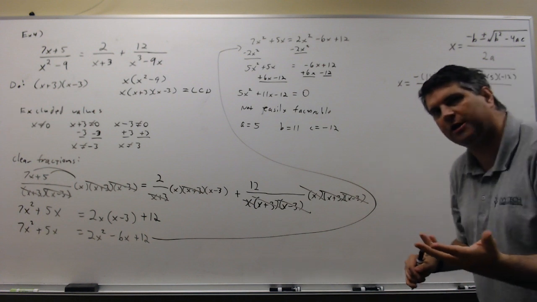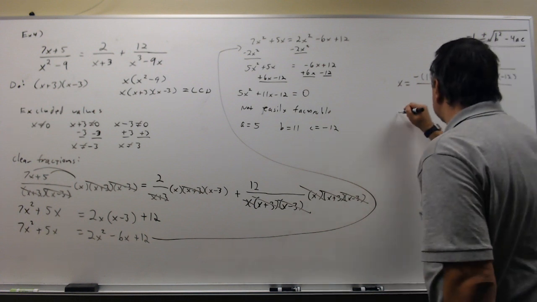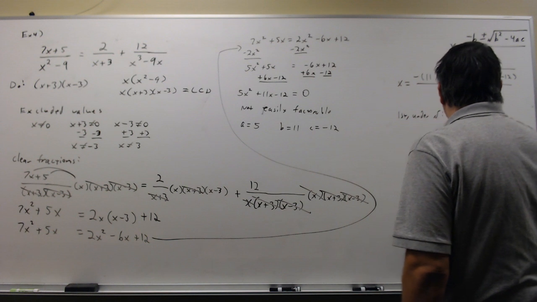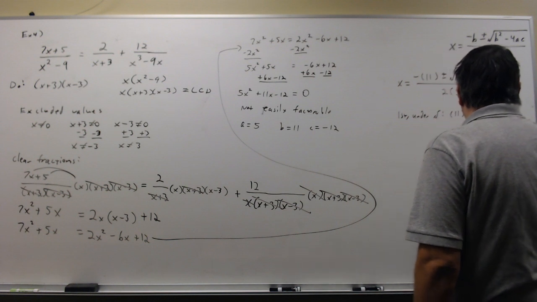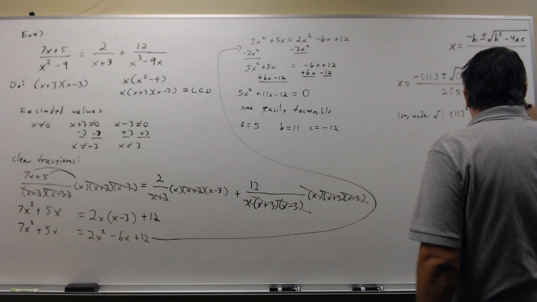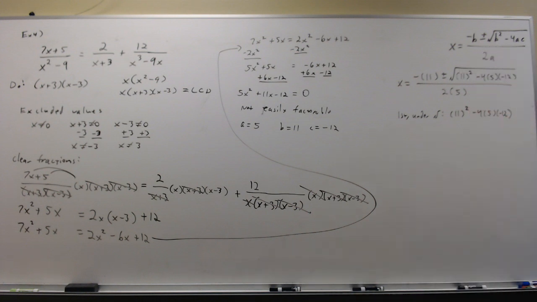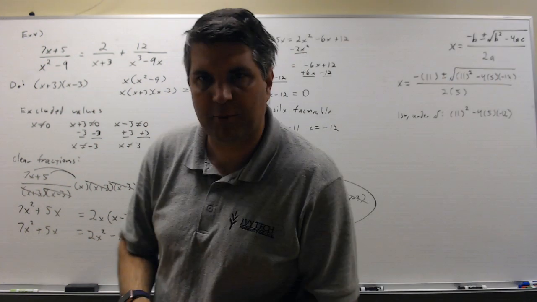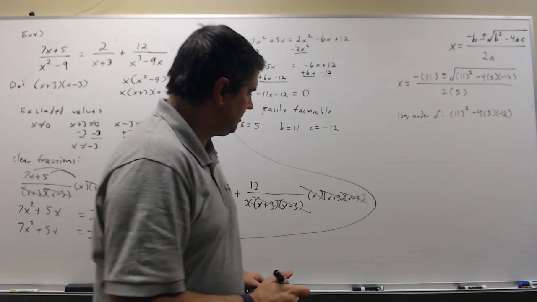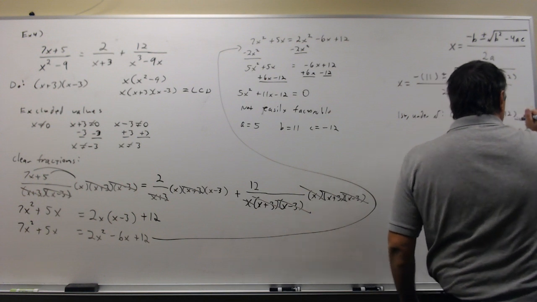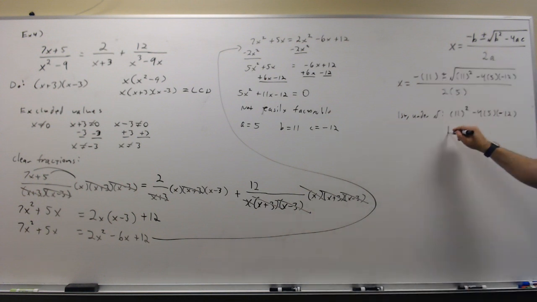I always do what's under the radical first. So that's 11 squared minus 4 times 5 times -12. Okay, let's see what that looks like on camera before I go any further. It's not really that legible. Let me try it again. Okay, so this is 121.